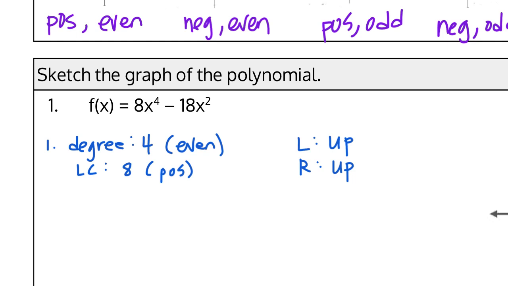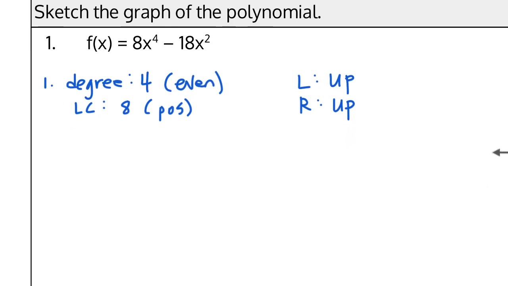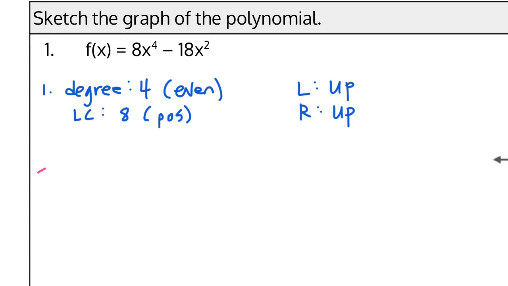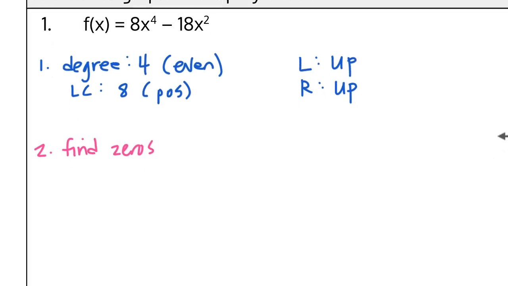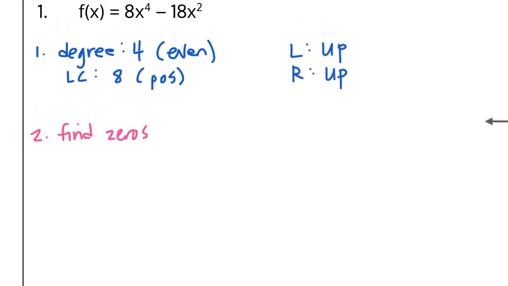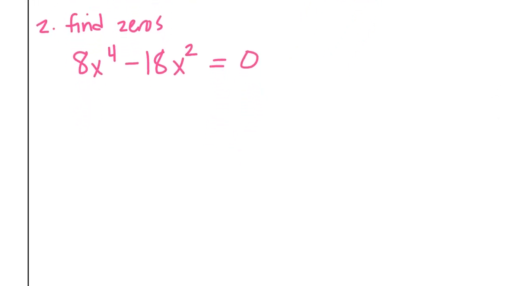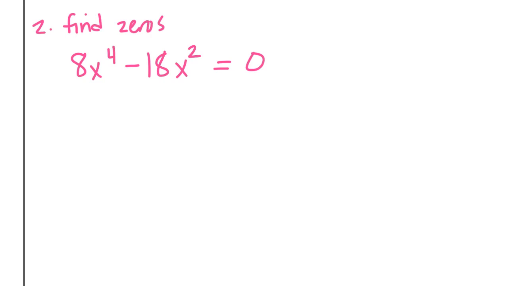Okay, next thing, step number 2 was to find the zeros and their multiplicities. So you're going to find the zeros. This is step 2, find zeros by factoring. I'm going to rewrite my function down here just so that I don't have to keep referring to the top. I have 8x to the 4th minus 18x to the 2nd. And because we're finding zeros, we're going to set that all equal to 0.